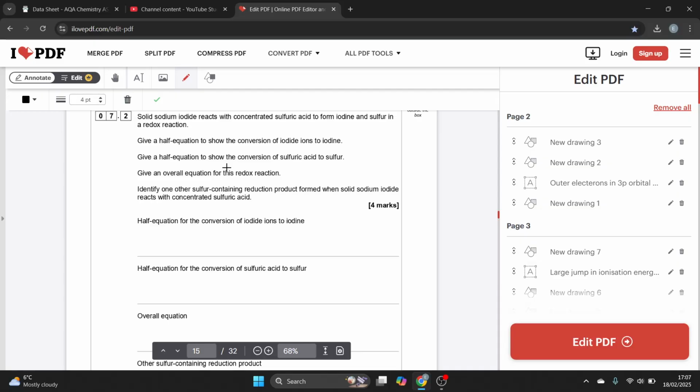So solid sodium iodide reacts with concentrated sulfuric acid to form iodine and sulfur in a redox reaction. Give a half equation to show the conversion of iodide, so I minus, to iodine. So I need a 2 here, and then 2 negatively charged electrons here. Then sulfuric acid, H2SO4 to sulfur.